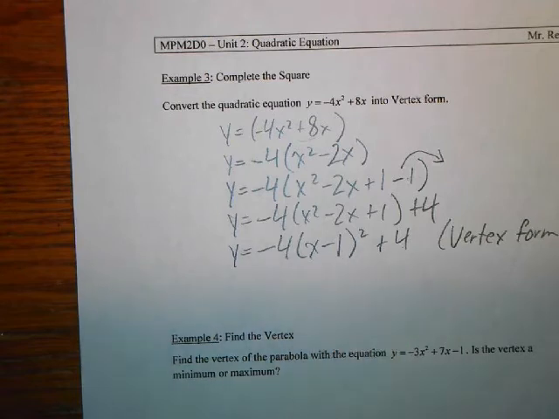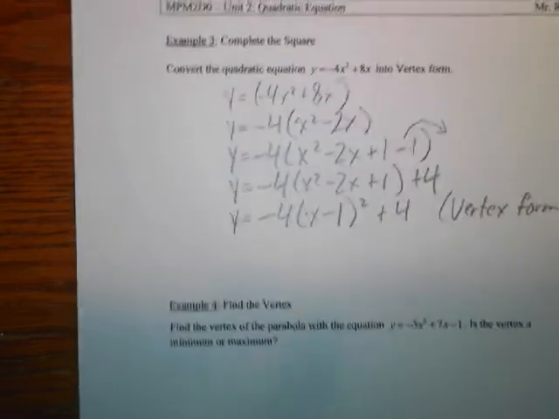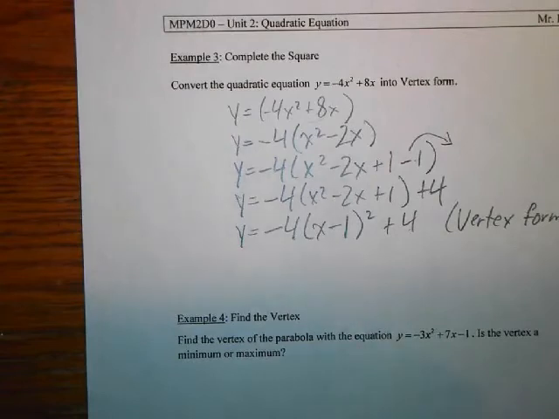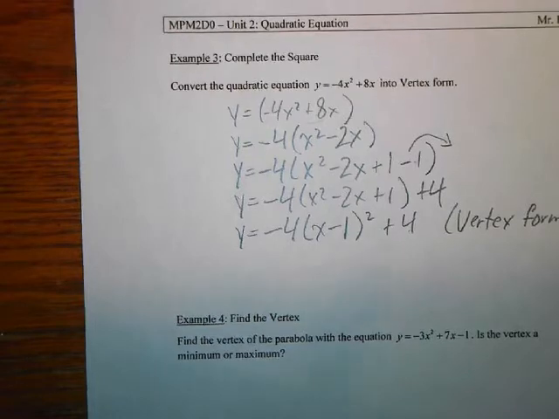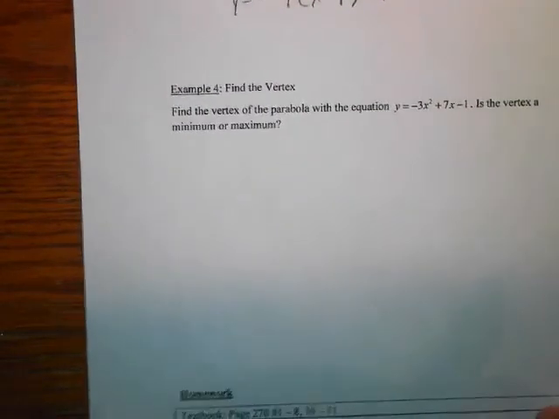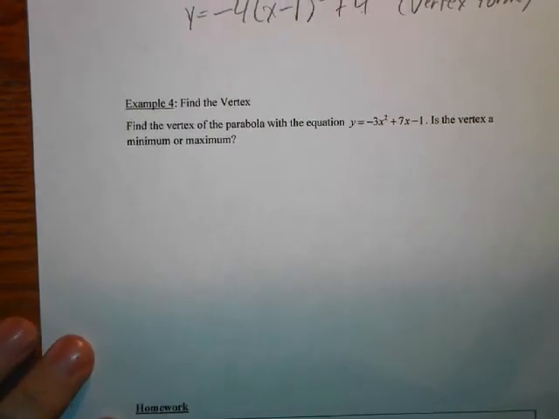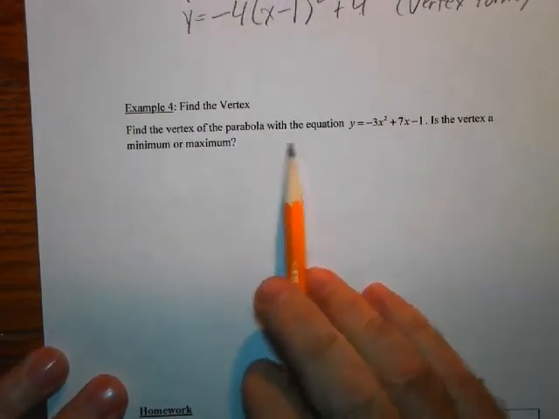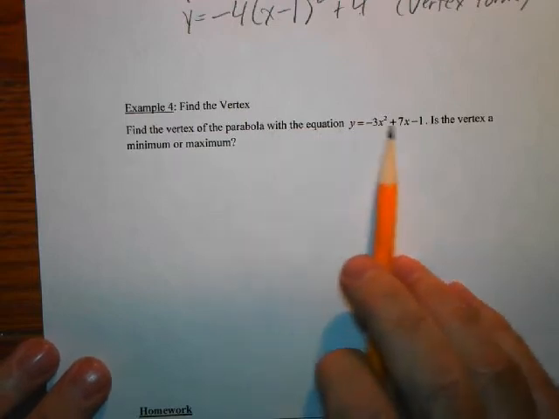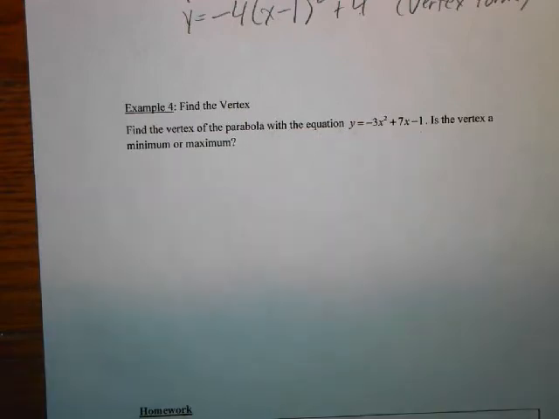Positive 1, positive 4. Okay, now you may be thinking, oh, this seems really nice. We haven't had to work with any decimals or fractions. Well, that's not always going to be the case, so I put in an example here to show you that it can be more difficult, but the steps are the same, but sometimes the math is a little bit trickier. So let's do this one here. Find the vertex of the parabola with this equation. Is the vertex a minimum or maximum?